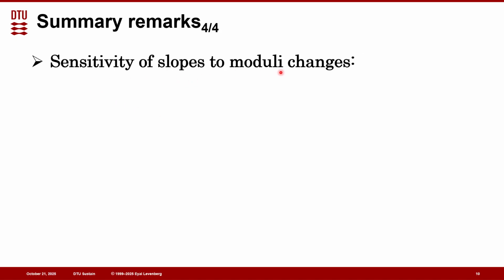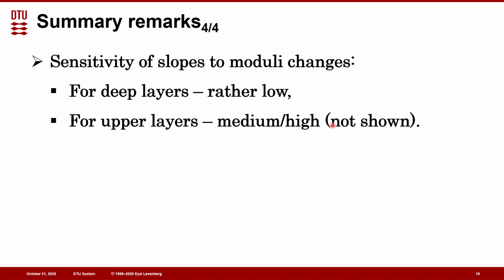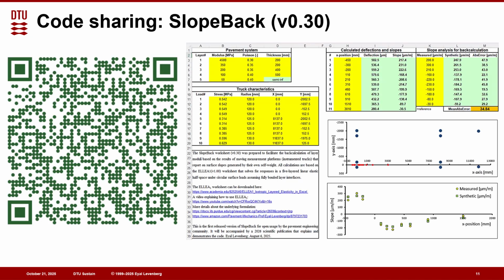The sensitivity of slopes to moduli changes. So for deep layers, I would say the sensitivity is rather low, and obviously this is case dependent. For the case I showed, and I expect that to be for all other cases, the deep layer changes would reflect very mildly on the reported slopes. For upper layers, I would say there's a medium to high sensitivity. I didn't show this, but when I say high, it means that 1% change in the modulus of a layer would generate about 1% change in the reported slope, at least in one of the lasers.